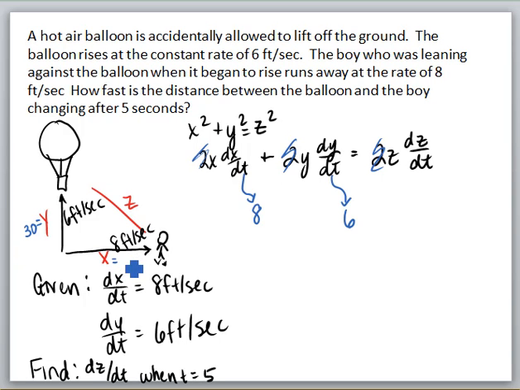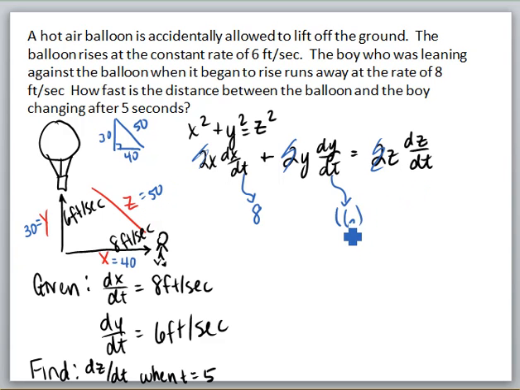After 5 seconds, this x would be equal to 40. The boy would be 40 feet away because he's running at a rate of 8 foot every second. So at 5 seconds, he'd be 40 feet away. In a right triangle, this would be a 30, 40, 50 right triangle. So I know z is 50.